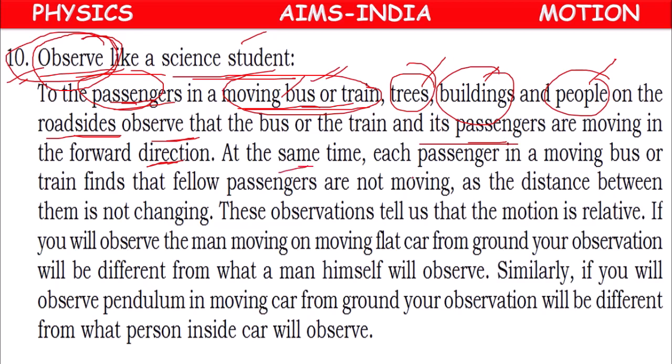At the same time, what about each passenger? How do they think? According to them, the fellow passengers are not moving, because the distance between them is not changing. So the outside people think that all the passengers are moving forward. But for the people inside the bus, the co-passenger is not moving. So that's why we can tell that motion is relative.